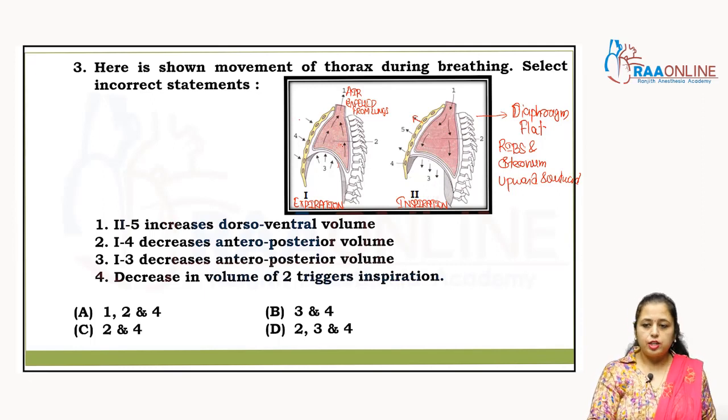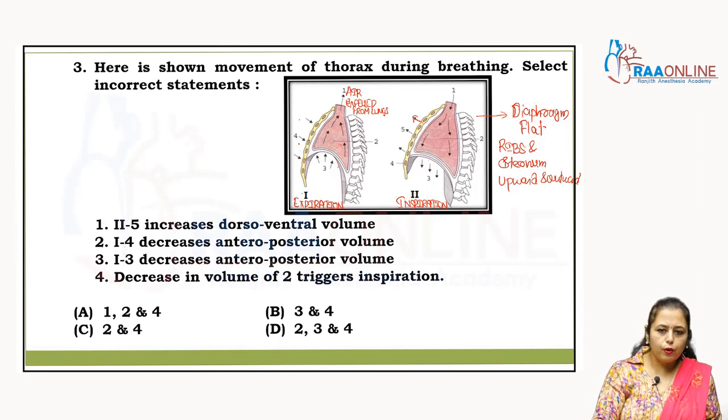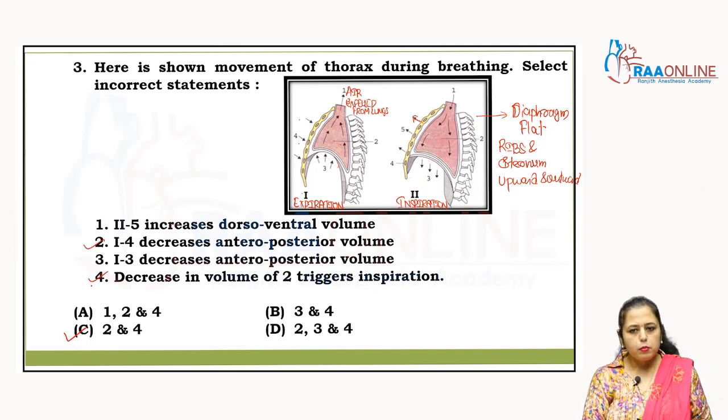So in that question, what will happen now? Statement 2 and 5 increase the dorsoventral volume, right? Statements 1 and 4 decrease the anteroposterior volume. Statement 1 and 3 decrease the anteroposterior volume. So the answer: select the incorrect statements. The incorrect statements are 2 and 4, right? Clear?